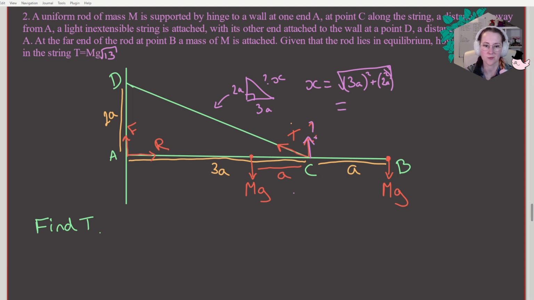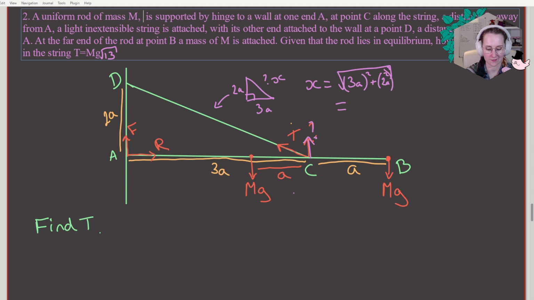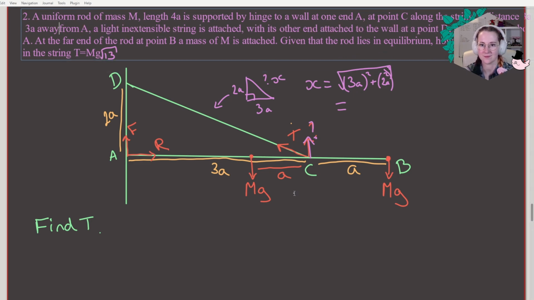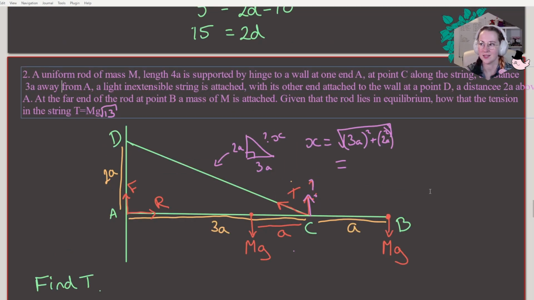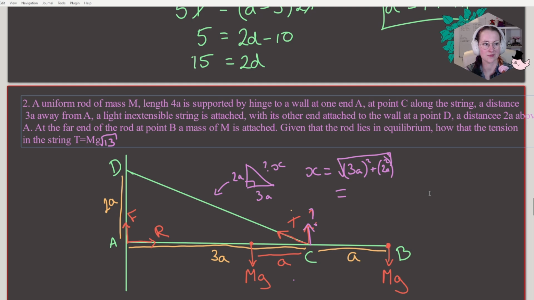Don't want to mess up your question, but where does it say that CB is A? In my notes and not in not in the thing. Mass M, length 4A. It's like it was always there. Sorry.